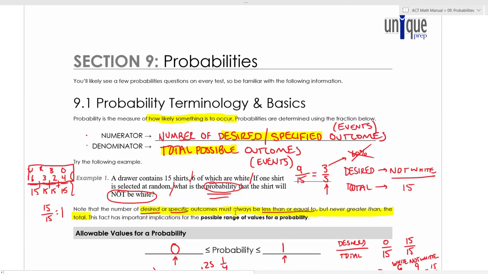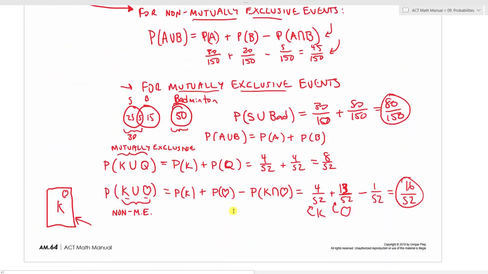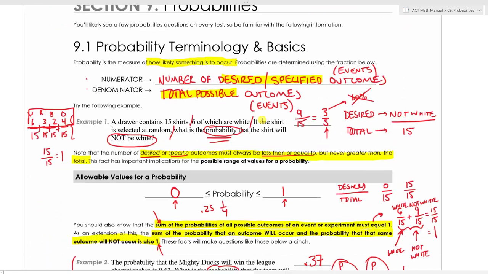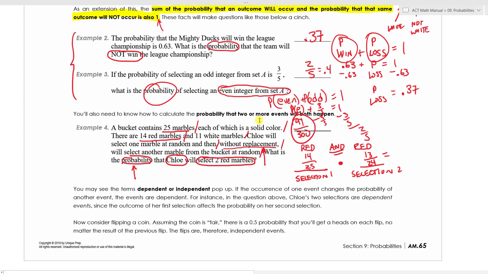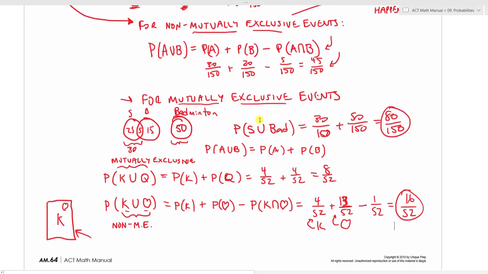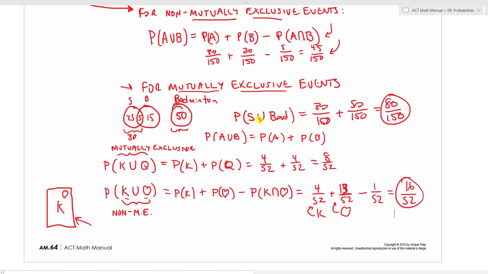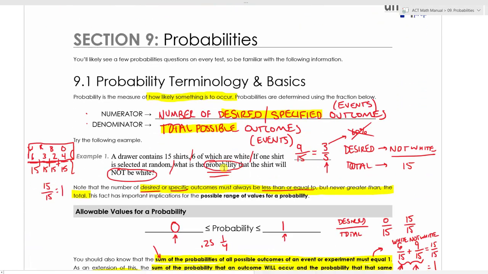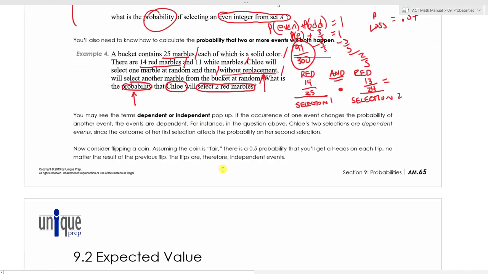I will tell you that the questions that test mutually exclusive and non-mutually exclusive events will be very few and far between. So if you're going for an extremely high score, you're going to need to know that stuff. If you're not going for that high of a score, let's say 33 or above on math, I wouldn't worry too much about this information, at least not until you start getting to that level on math.